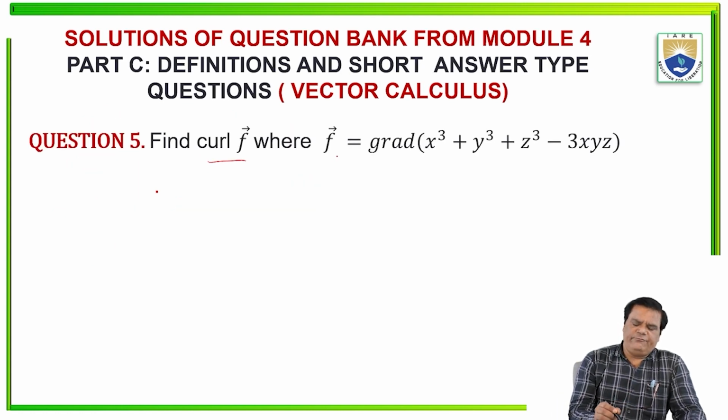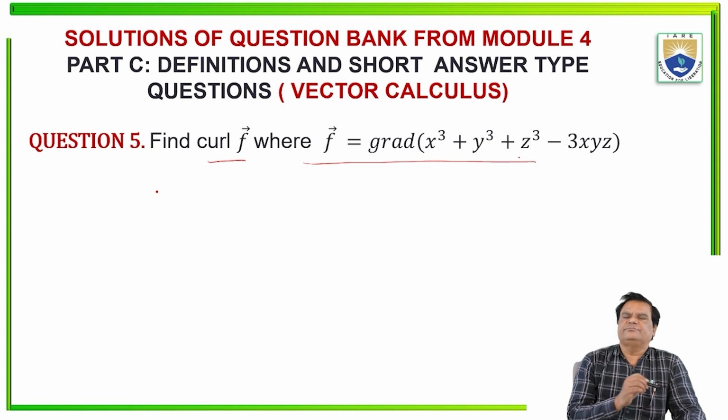Find curl f where f is this. In our question 5, a vector point function is given here. Solution here.